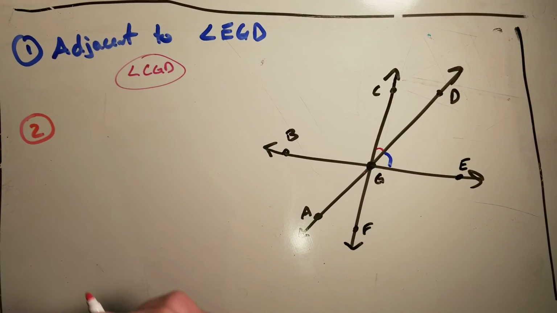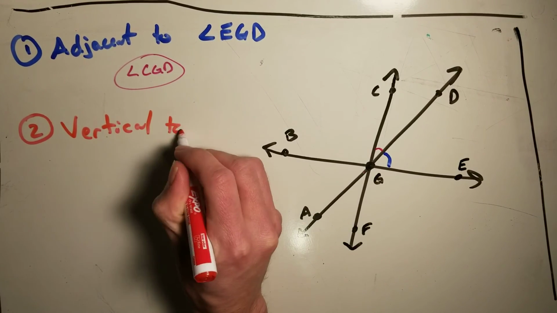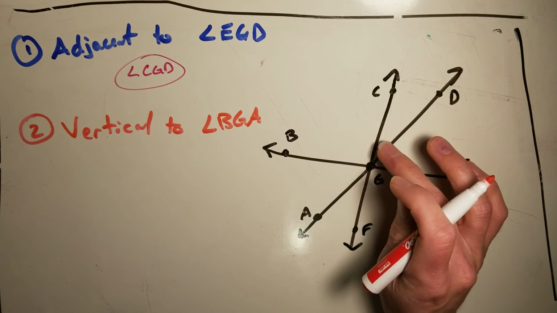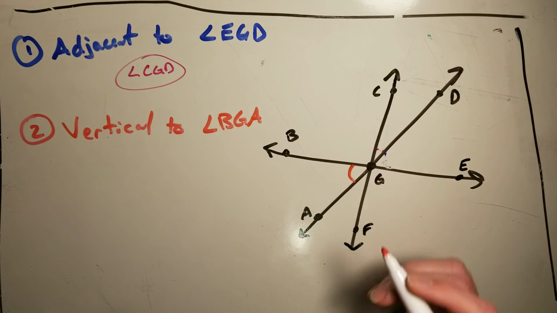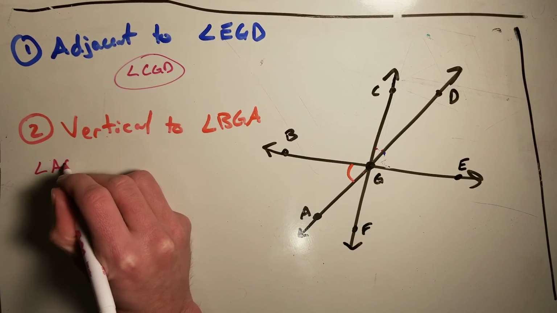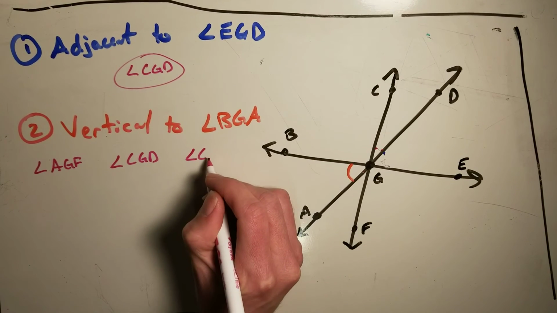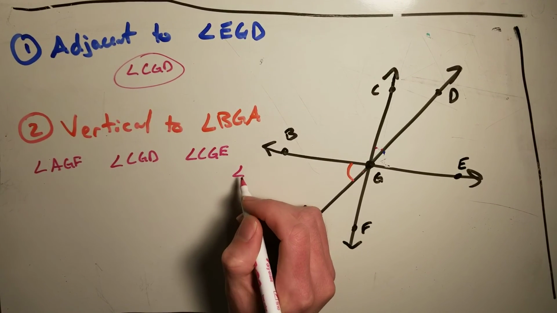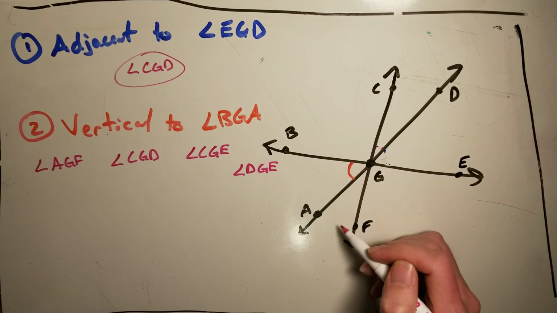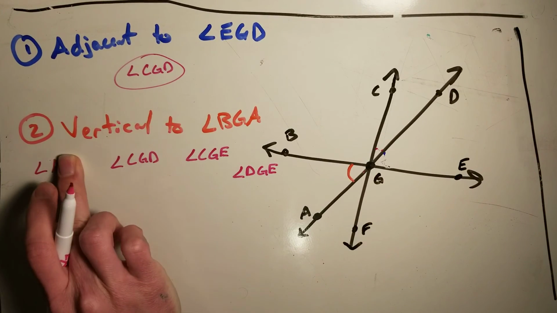All right, number 2. We are asked to list which angle is vertical to angle BGA. BGA is right here, and we need to find the angle that's vertical with BGA. Our options are angle AGF, angle CGD, angle CGE, or angle DGE. So AGF is not vertical. It shares a common vertex, but it's not opposite. It actually is adjacent. They share a common side.